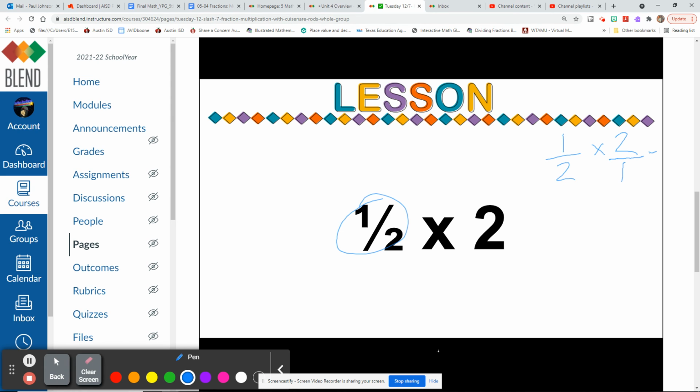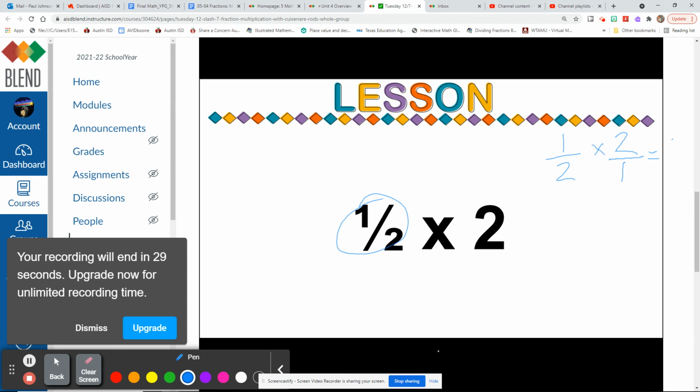And then we can just do top times top. 1 times 2 is 2. Bottom times bottom. 2 times 1 is 2. So we have 2 halves. And 2 halves is the same thing as 1 whole. So our answer is 1 whole. And by circling that answer, it almost looks like drawing 2 halves as 1 whole. 1/2 times 2, 2 groups of 1/2.